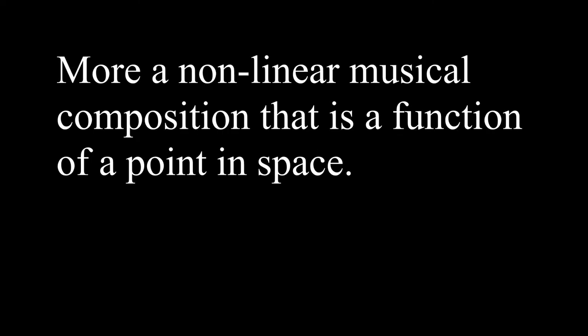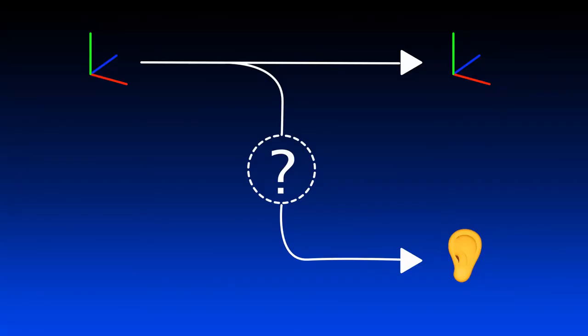So you can see we're not really talking about what we usually consider to be spatial music, i.e. there aren't any speaker arrays here. More accurately, we're trying to create a non-linear musical composition that is a function of a point in space, or spatial metacomposition for short. So the system for a spatial metacomposition might look something like this, where we're sensing position. This could be latitude, longitude, altitude, but also things like orientation, angular acceleration. We are applying some sort of process to create a musical result.